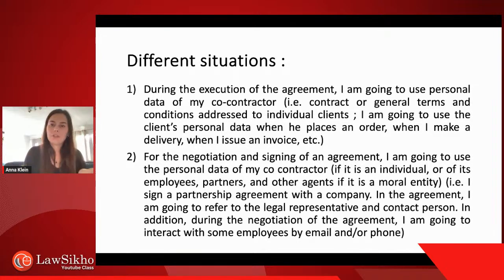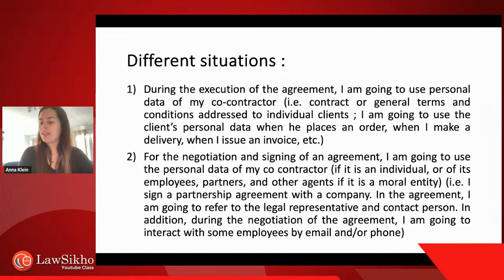So either we have a regular kind of contract with both names of the parties, and it's personalized, let's say, or I have a package of general terms and conditions that applies to all my clients, and whenever they sign, whenever they place an order, for instance, then those conditions apply. Well, whichever form it takes, when I'm executing the contract, most of the time I'm going to use personal data. So let's take an easy example.